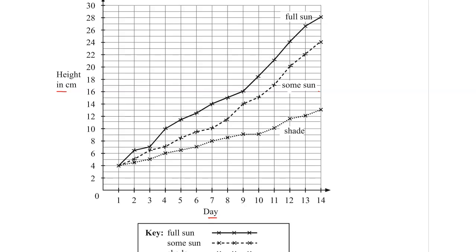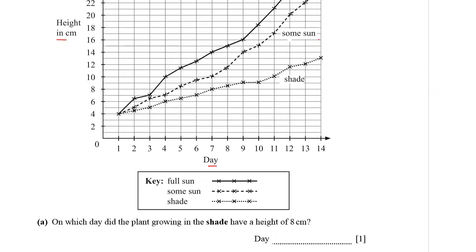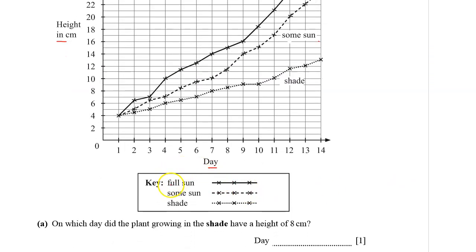We are given a key down here. This line here is when we have full sun. On this other line right here, we have some sun. Then the bottom line around here is in the shade.